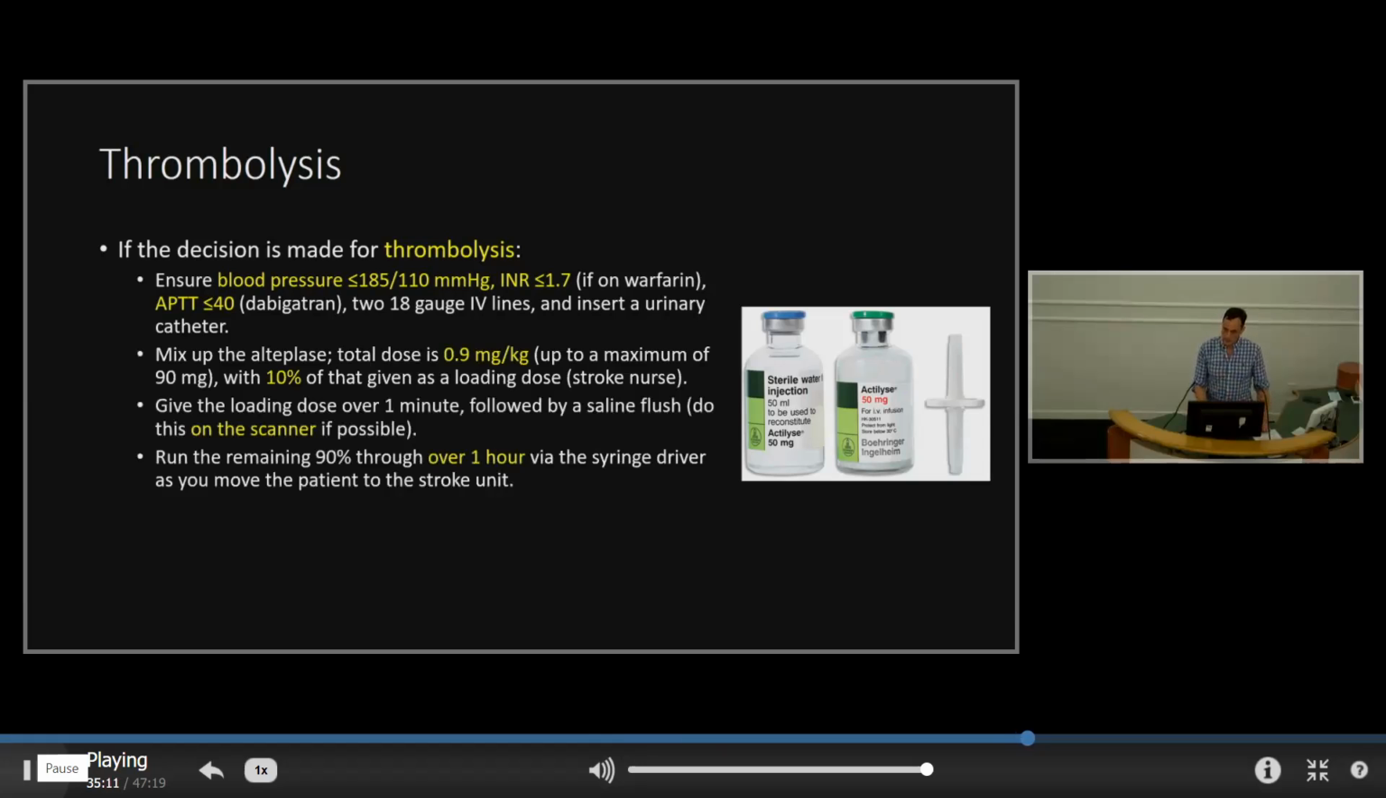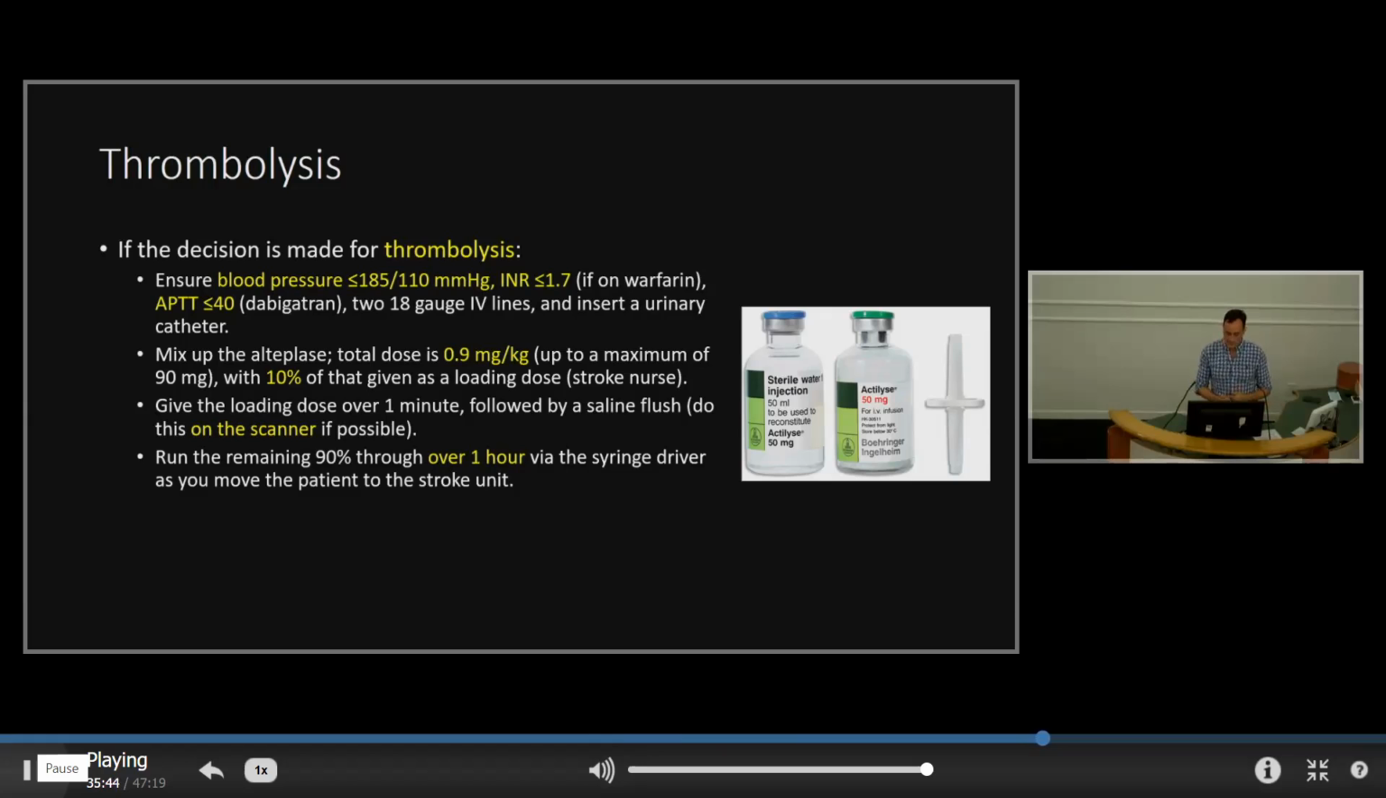The stroke nurse will join you on every single code stroke, and the stroke nurse, if you give the go-ahead, will mix up the alteplase. The total dose is 0.9 milligram per kilogram, up to a maximum of 90, and you give 10% as a load. That load is really important because when you give the loading dose over 30 seconds, that counts as the time the patient received the alteplase. We're really trying to get our door-to-needle times, the time the patient arrived at ED to the time they got the loading dose. That's key time. So that's something we always try to emphasize.